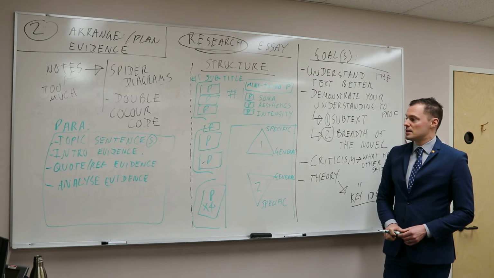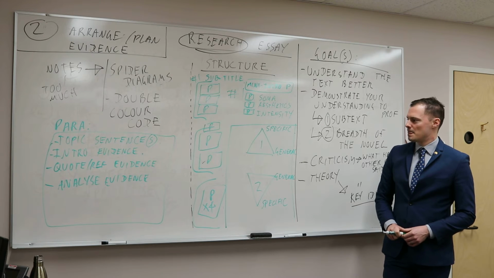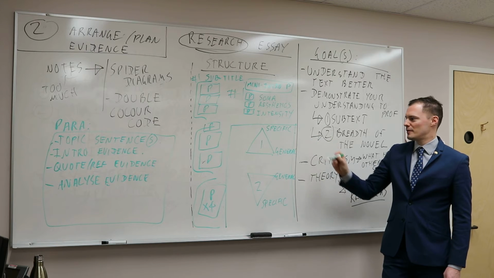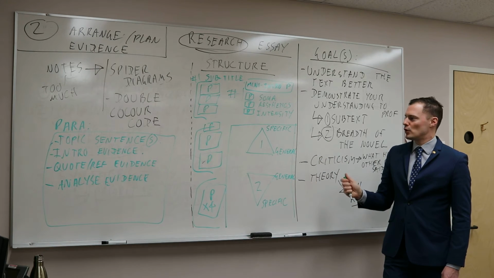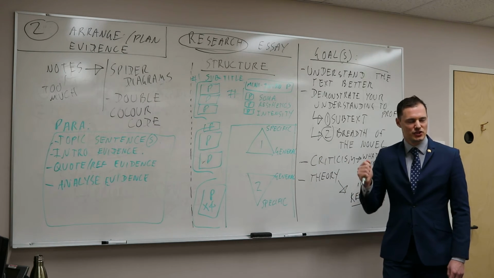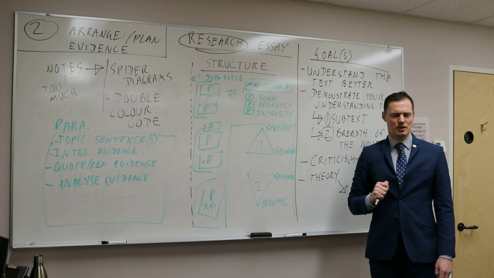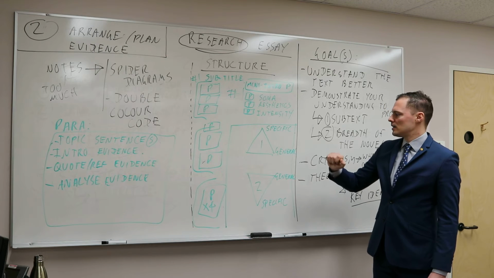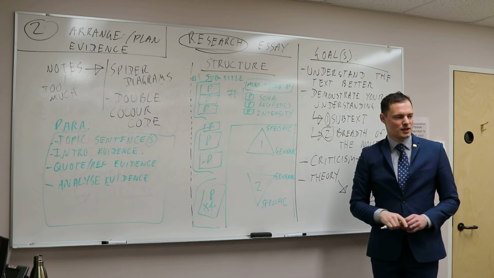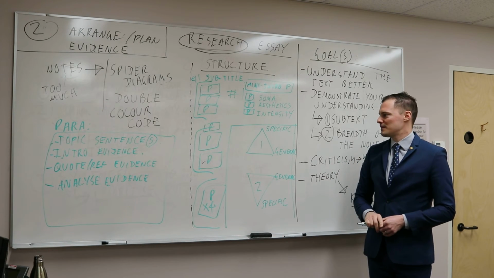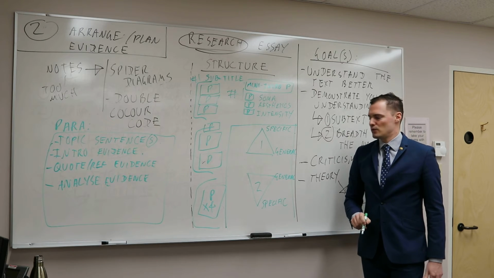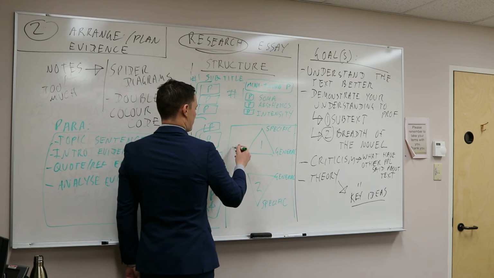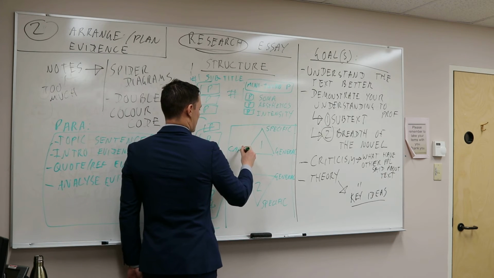Let me be a little more clear about this. Having paragraphs dedicated to the specific generally involves paragraphs that are dedicated to single moments from the text. Maybe occasionally single characters, something like that. General tends to refer to themes and concepts. So you might have a paragraph on capitalism or a section on capitalism.